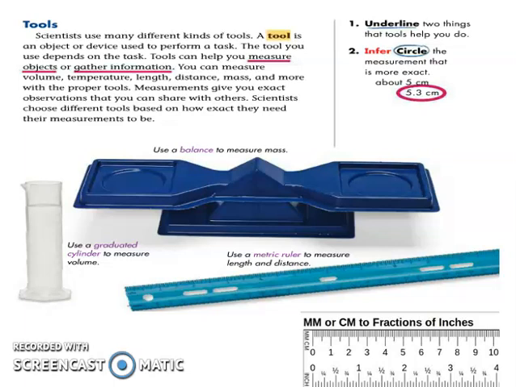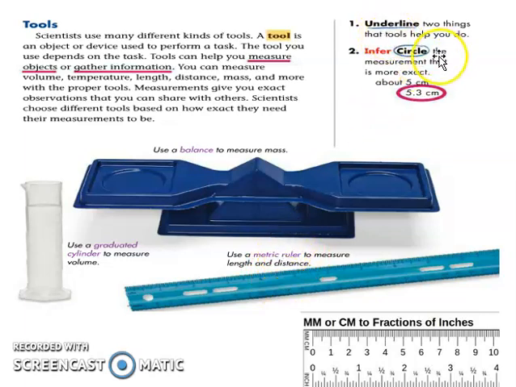Tools can help you to measure objects. They can also help you to gather information. Some tools will help you to know the volume of a liquid, like the graduated cylinder. Some tools will help you to know the mass, that is a balance. Some tools will help you find the length and the distance, that is a metric ruler.